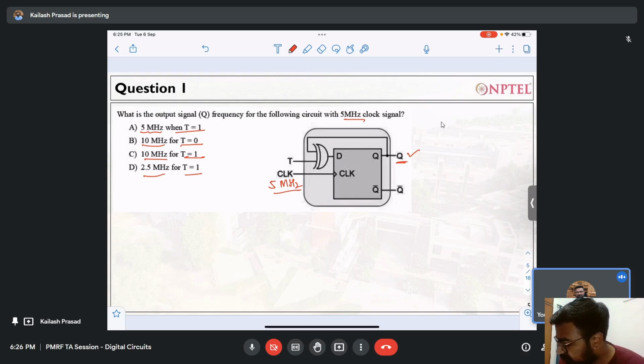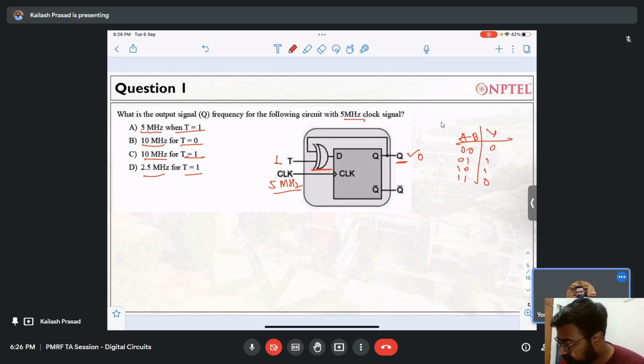Let us first consider T equal to 1, because three options are T equal to 1. Then we will consider T equal to 0. If I put T equal to 1 here, please note that this is an XOR gate. For an XOR gate, with inputs A, B and output Y: 0 0 gives 0, 0 1 gives 1, 1 0 gives 1, and 1 1 gives 0. So this is the truth table of the XOR gate. Now assume that initially Q is 0. What will happen in the first clock cycle?